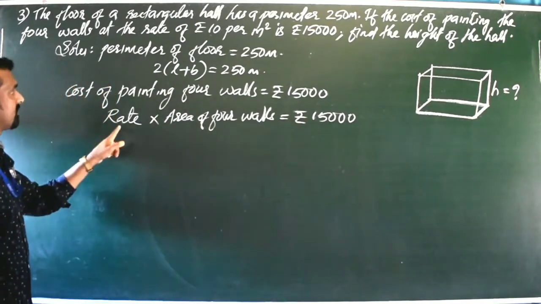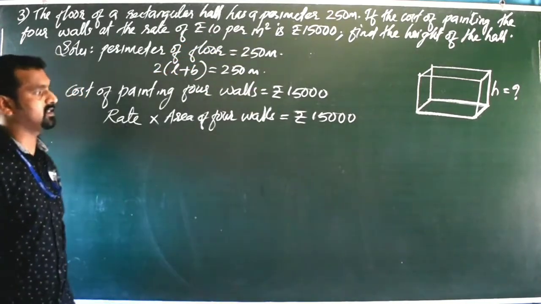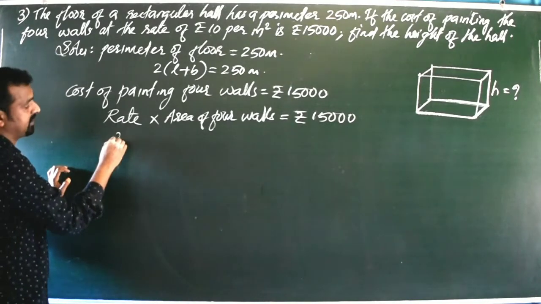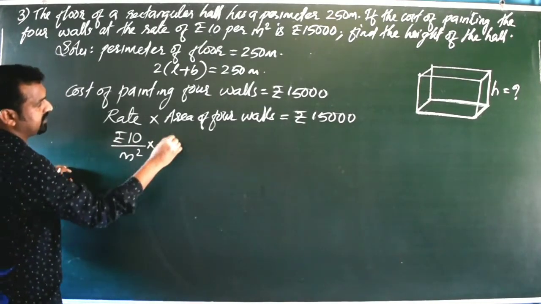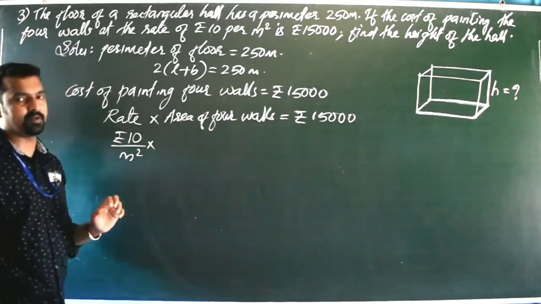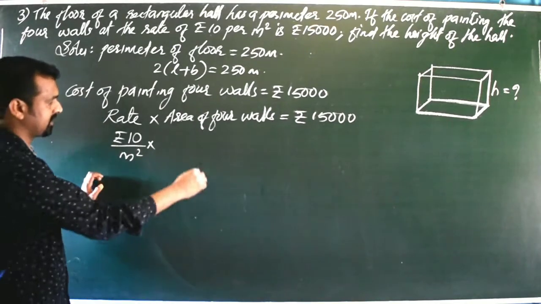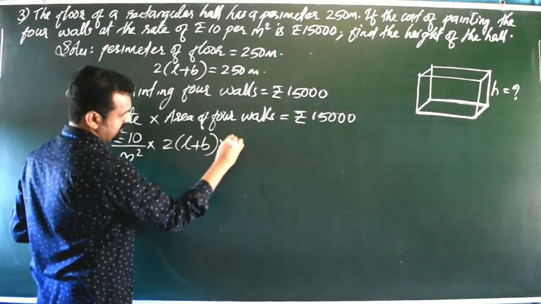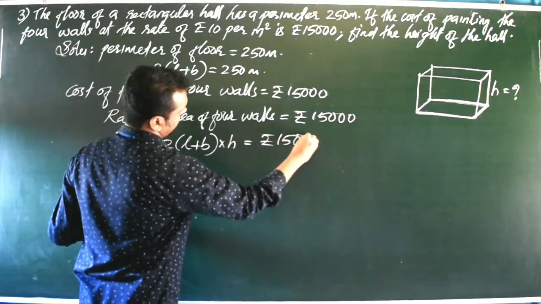So what is the rate of painting here? Rupees 10 per meter square. That is the rate of painting. So here we can write rupees 10 per meter square into area of 4 walls. What is the formula for the area of the 4 walls of a room? That is the lateral surface area of a cuboid, that is 2 into (L plus B) into H, is equal to rupees 15,000.